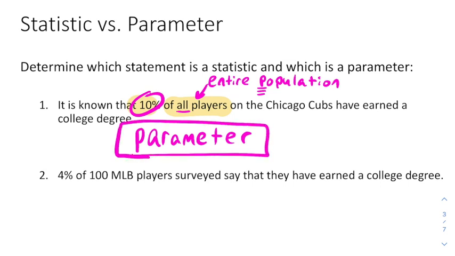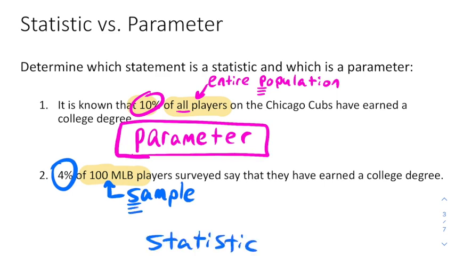In the next problem, we're told that 4% of 100 Major League Baseball players surveyed say that they have earned a college degree. Well, there's a lot more than 100 baseball players in the major leagues. So this is just a sample. So this 4% is describing a sample, and that means it's a statistic rather than a parameter. If you describe a population, you're a parameter. If you describe a sample, you're a statistic.